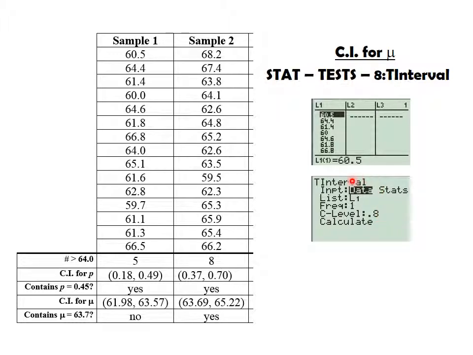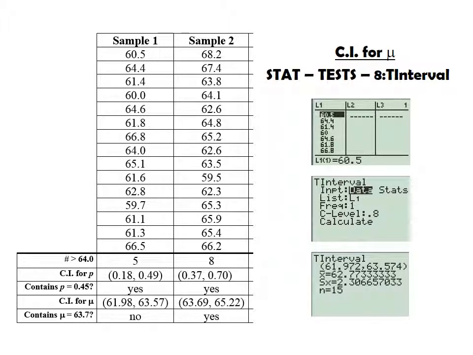Now, we're going to use this input data here. In section 7.4, we used input stats, but we're going to use data here in this case because we have the raw data entered into our calculator. So again, set your C level to 0.8, hit calculate, and here's the results. This row here contains my confidence interval, and I'm going to write that confidence interval right here, 61.998 or 97. I guess I didn't round very good, up to 63.57.